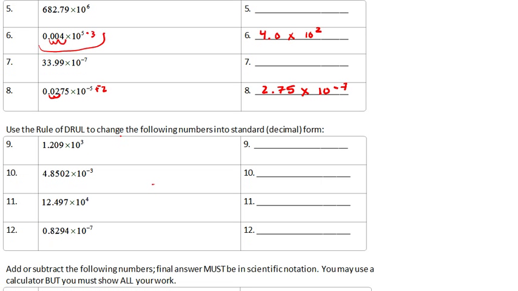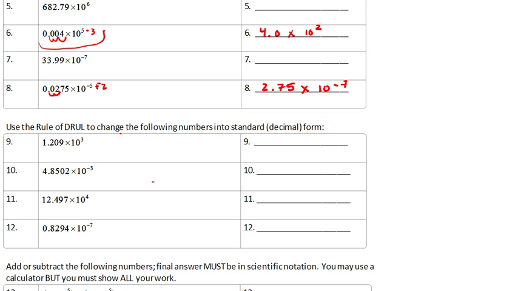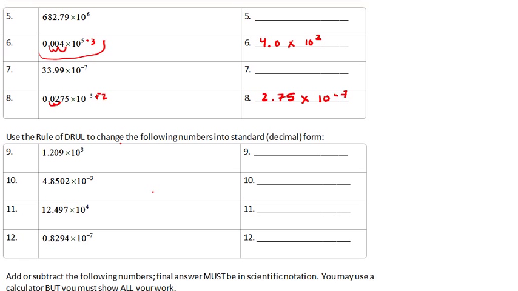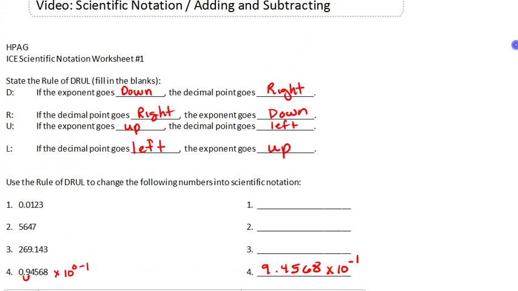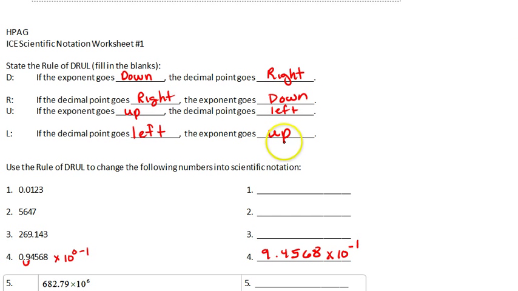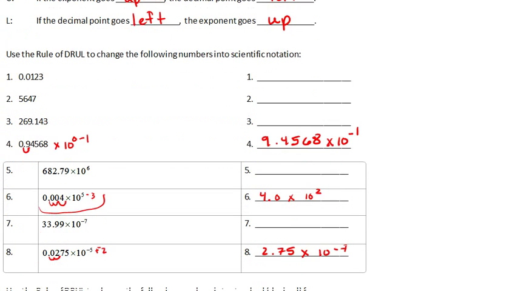Now use the rule of Joule to change the following numbers into standard form. Now, if I have it to a negative 3, my goal is to get that to be 10 to the 0, because then it's just multiplying it by 1. If I add 3, that'll give me 10 to the 0. Alright, well, adding 3 means I'm going to make my decimal go up. So I need to move to the left.